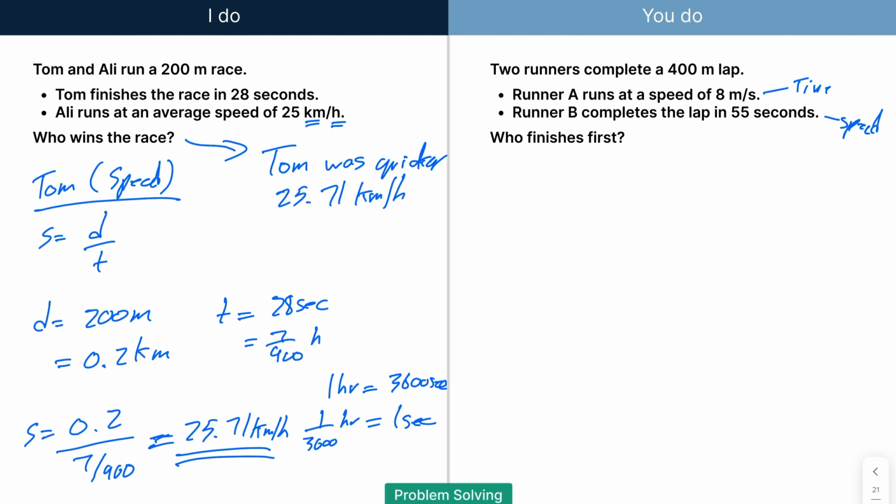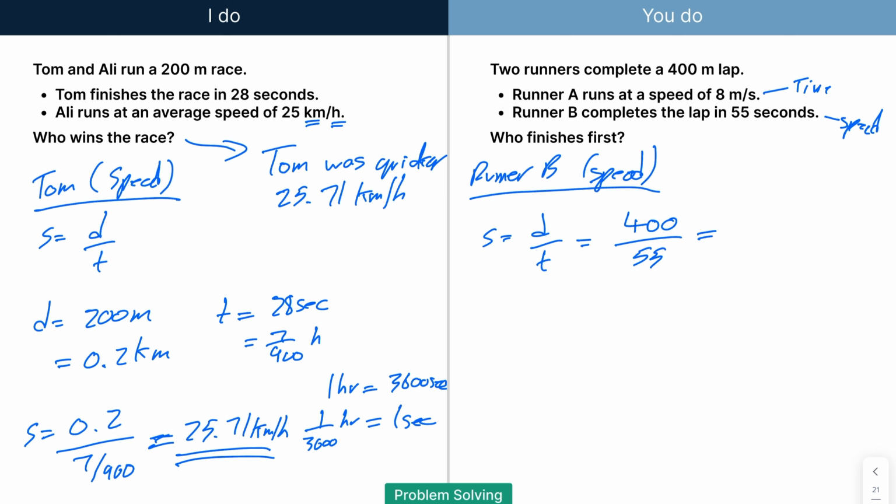So for runner B, we'll just find his speed. That seems nice and straightforward because speed is distance over time. Now what's good here is all the units are consistent. The distances are in meters and the time is in seconds. So I can just use this formula straight away. So the distance is 400, sorry, the time is 55 for runner B. So I just do 400 divided by 55, and I get the answer of 7.27 meters per second. Now I can immediately compare that, and I can see runner B was slower. So who finishes the race first? That would be A.